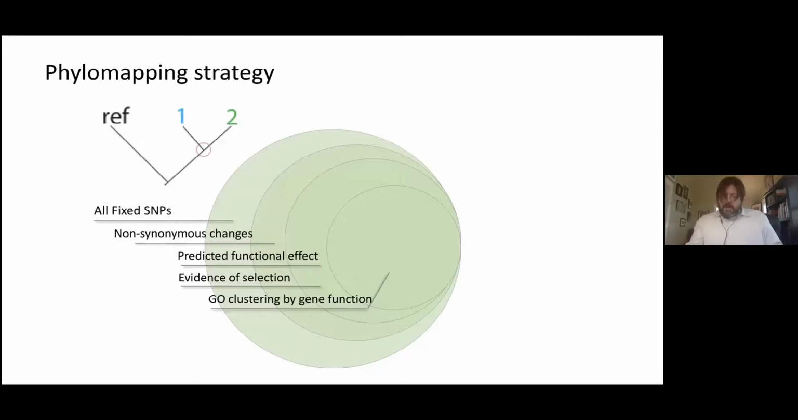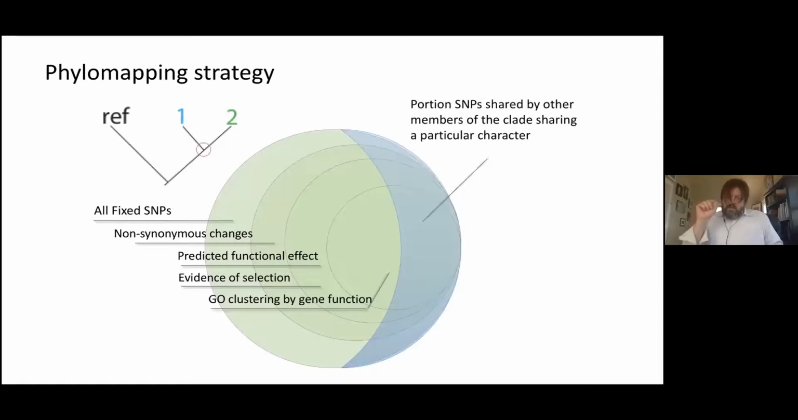But the real power is if you do this multiple times. If there are multiple species within a clade that share a character like big wings or long beaks or whatever you want to look at, then you can ask what is conserved between these lineages, because that has to be consistent for the particular phenotype.